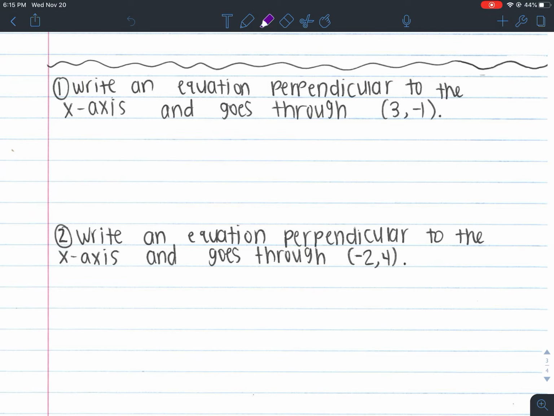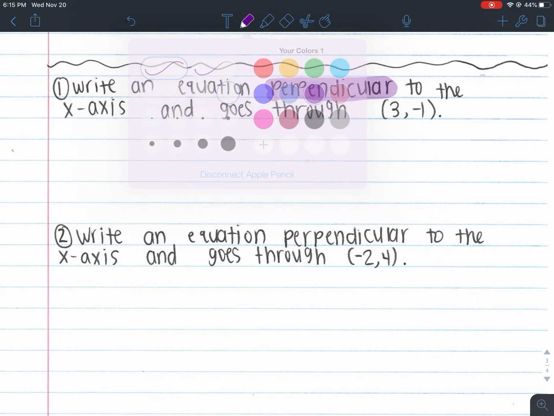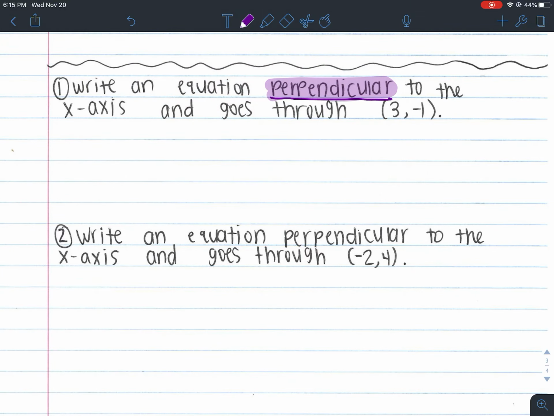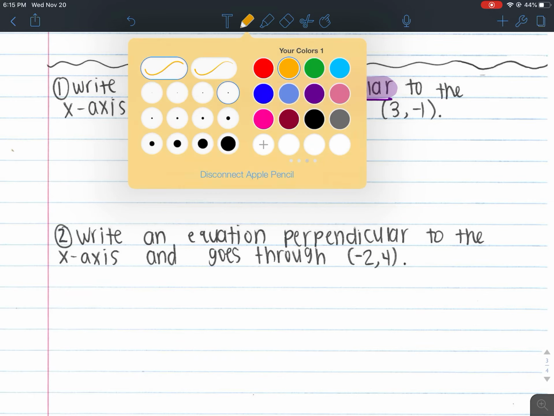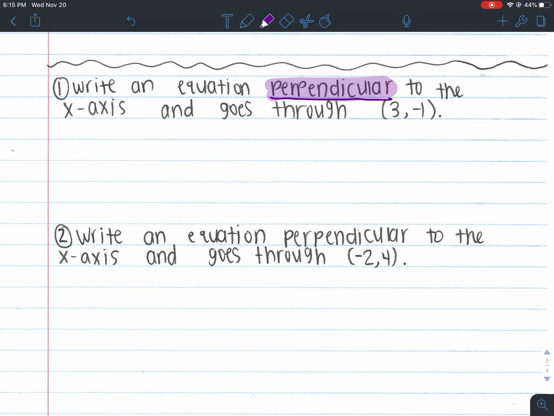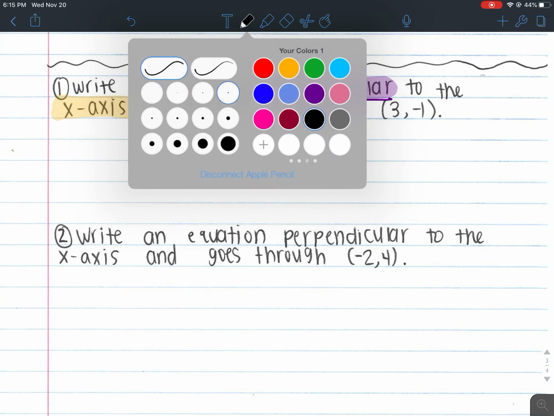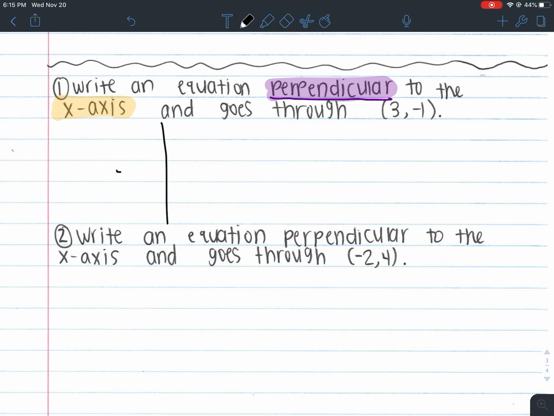We want to write an equation that is perpendicular, so that means we want it to cross, right? We want the lines to cross. We want it perpendicular to the x-axis, and it goes through the point 3, negative 1. On these, it's helpful to draw a picture. Why? Well, they didn't give us an equation to work with. They just tell us we want it perpendicular to the x-axis.